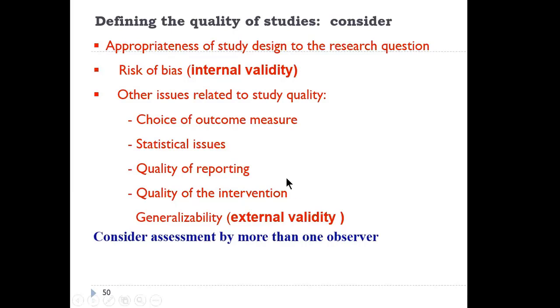When you do the quality assessment, again consider assessment by more than one observer. Each article has to be assessed for quality by two people independently, and then you'll have to come to consensus if they do not agree. Also, in the protocol, state how disagreements will be resolved.